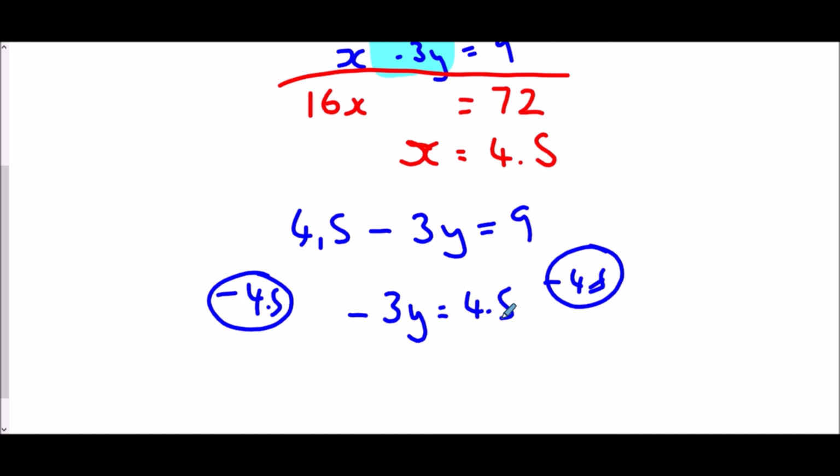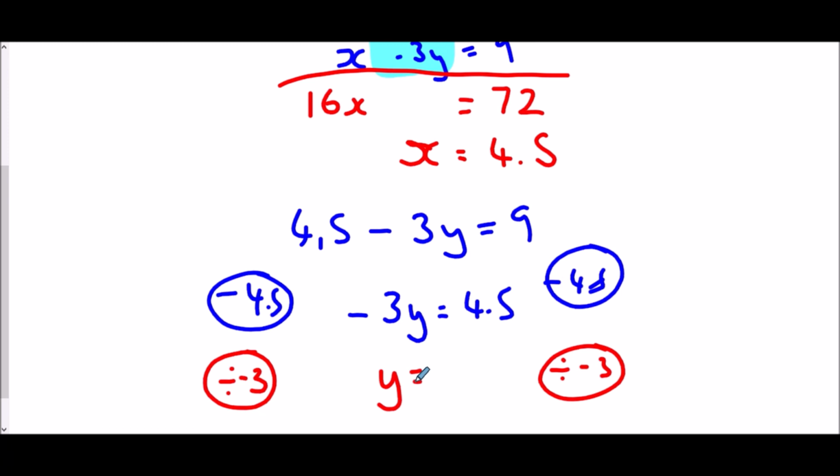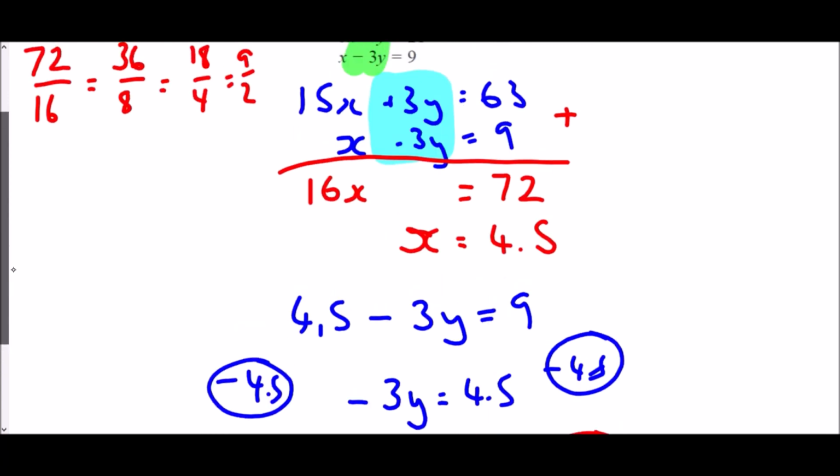And then I want to divide by 3, or negative 3 actually, divide by negative 3. If I divide by negative 3, that's going to give me y. 4.5 divided by 3, well that is 1.5. And then because it was a positive divided by a negative, it's going to be negative. So that is giving me an answer that x equals 4.5 and y equals negative 1.5.